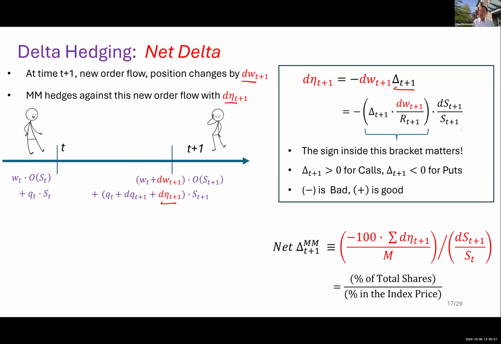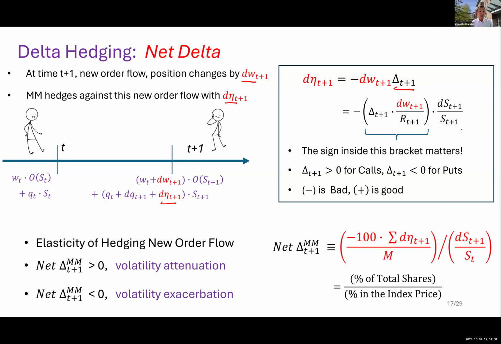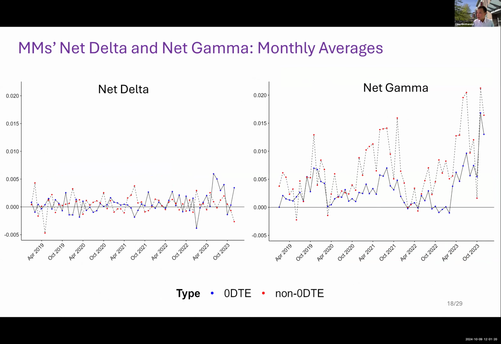And we're going to reinterpret this delta hedging measure as the net delta in a very similar way to how we did with the net gamma. And the idea here is that when the net delta measure is positive, it is good. It's attenuating volatility. When the net delta is negative, it is exacerbating volatility.